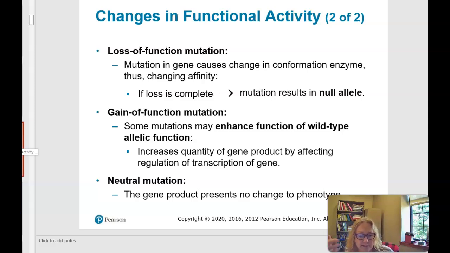A gain of function is an enhanced function of a wild type. This increases the quantity of gene products by affecting regulation. And neutral, the gene product presents no change to the phenotype. So there might be a change in the DNA or the genotype, but there's no phenotypic difference.